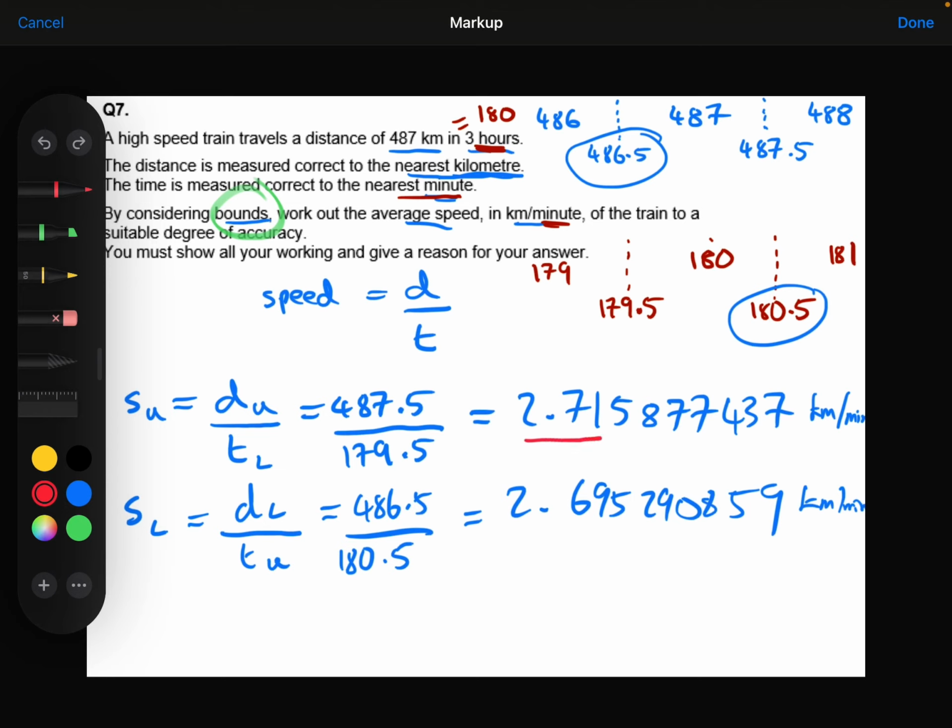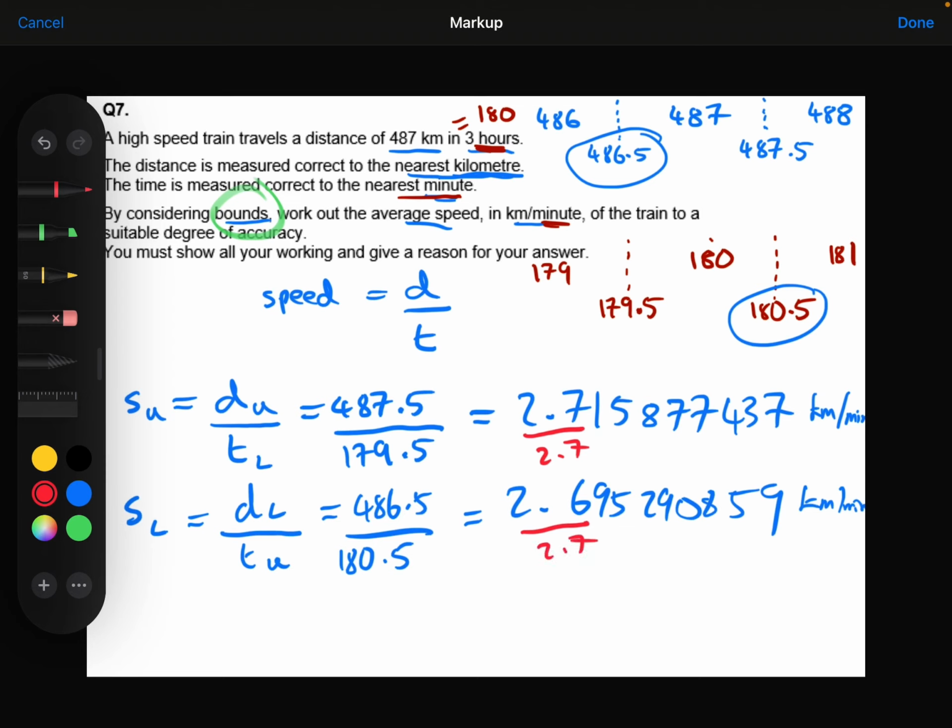To three significant figures, this would round to be 2.71. This would round to be 2.70. This would round to be 2.72. This would round to be 2.70. So they are not the same to three significant figures. So I can't say that. The most accurate I can be is to two significant figures, because this would round to be 2.7. This would round to be 2.7.